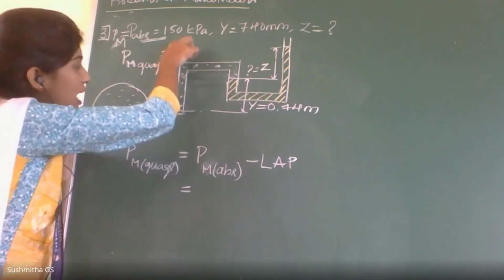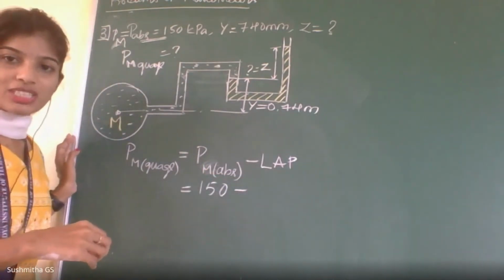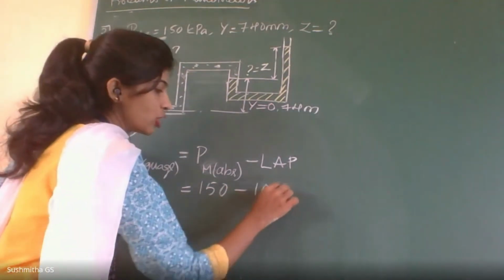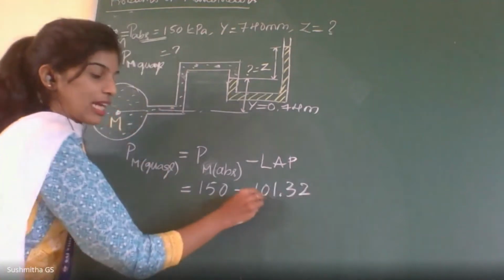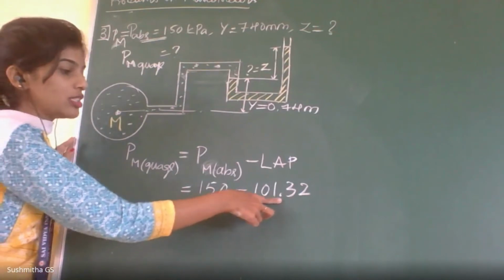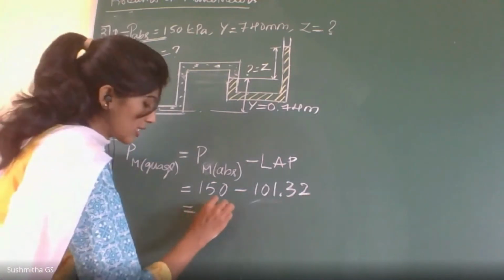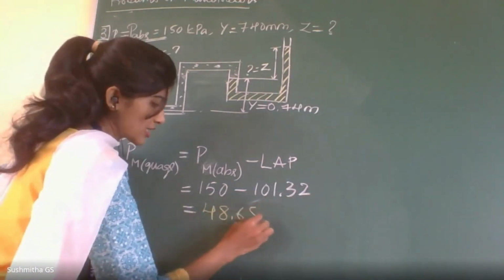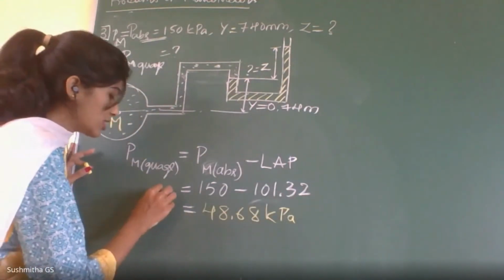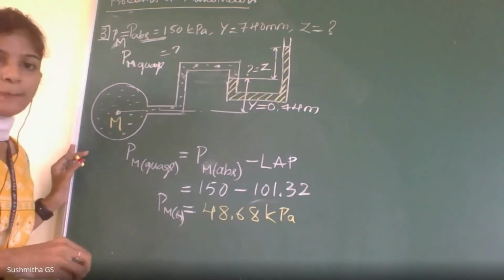The absolute pressure they have given is 150 minus the local atmospheric pressure. The standard value is 101.32 kilopascal. So 150 minus 101.32 gives 48.68 kilopascal, which is nothing but kilonewton per meter square. This is the gauge pressure at point M.